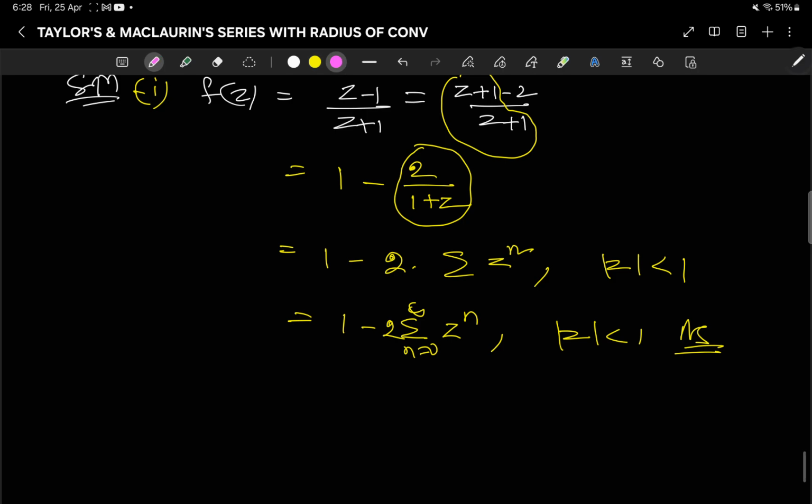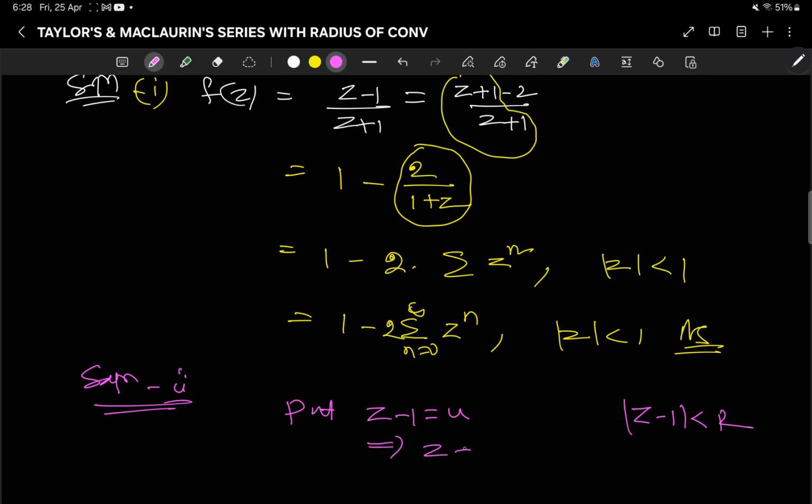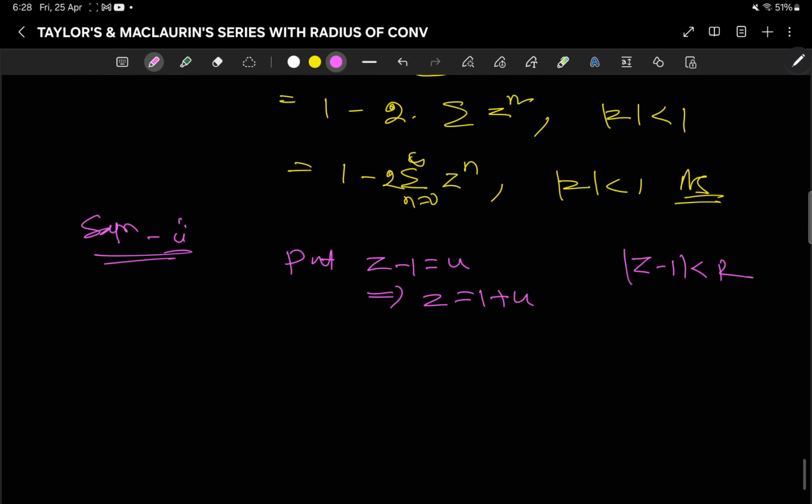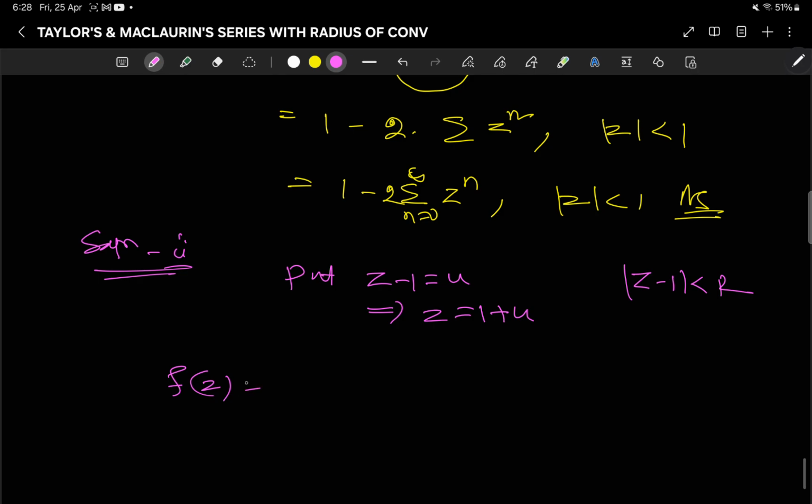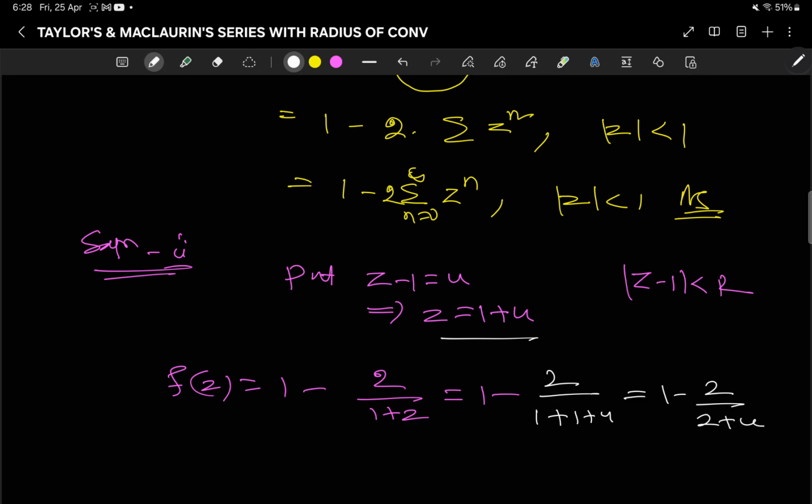Now coming to the solution of 2(i) about z equal to 1. So we need mod z minus 1 less than r. So you put here z minus 1 equal to u, which implies z equals 1 plus u. So what is your f(z)? So f(z) is equal to 1 minus 2 by 1 plus z. So it is equal to 1 minus 2 by 1 plus 1 plus u. So this is equal to 1 minus 2 by 2 plus u, right?